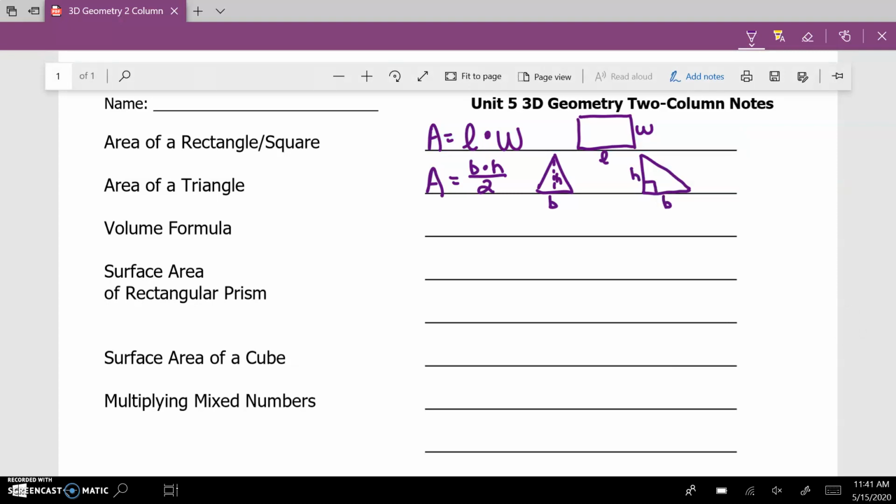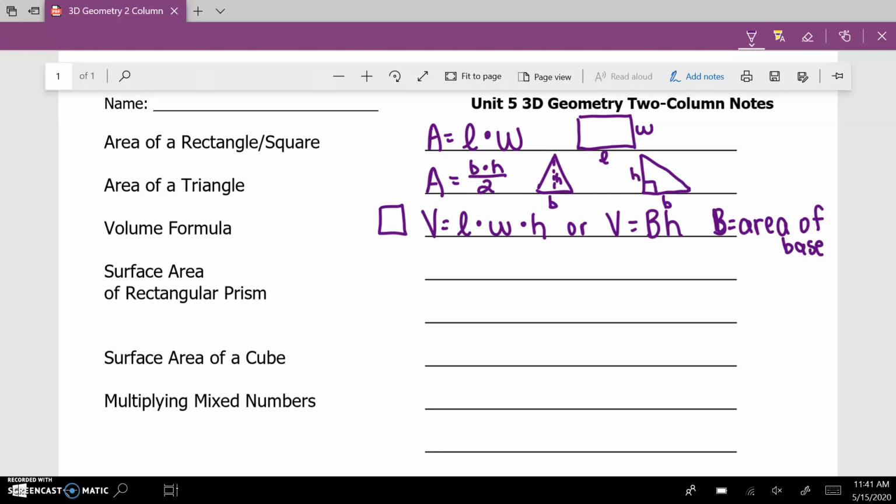Okay? Volume formula, there's a few ways you can think about it. Volume could be length times width times height. That would be more for rectangular shapes. Or you'd have the area of the base times the height. Capital B is area of base.